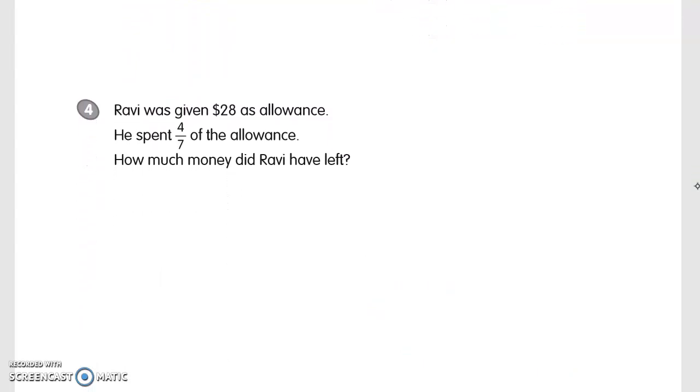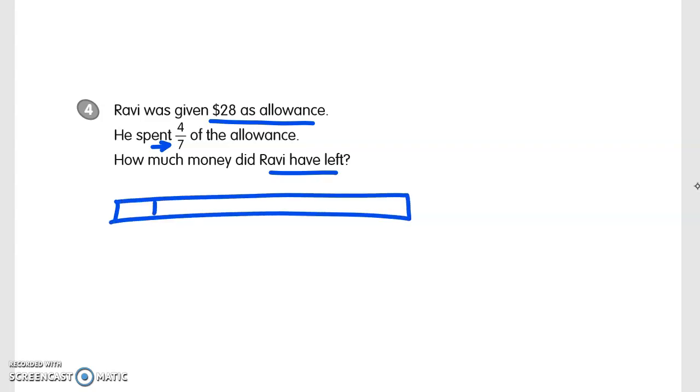Ravi was given $28 as allowance. He spent 4 out of 7 of the allowance. How much money did Ravi have left? So the fraction is giving us a hint that there are 7 parts or 7 units. The total for all the units is 28. Now Ravi has spent 4 parts and you want to know what is left.